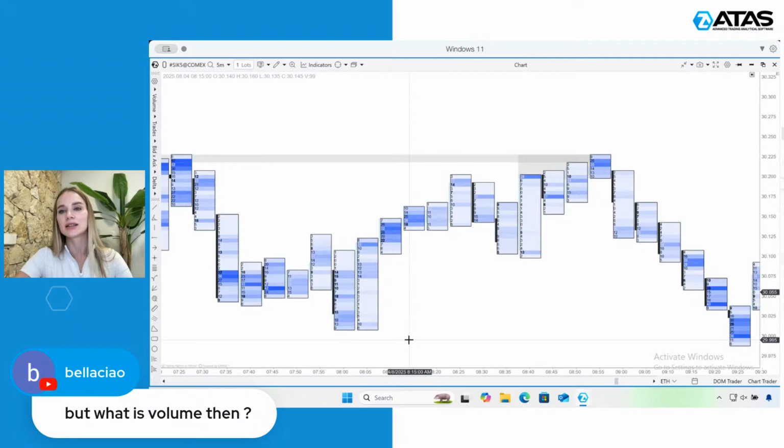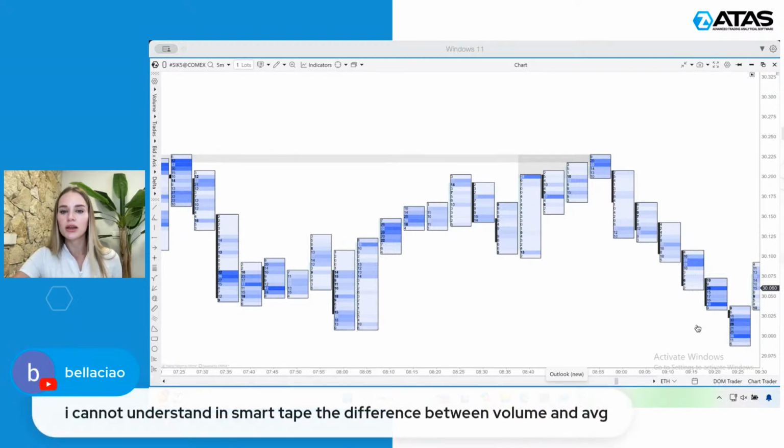So the delta is ask minus bid, the volume is ask plus bid, or bid plus ask. The volume is a summary, and average is the average division.